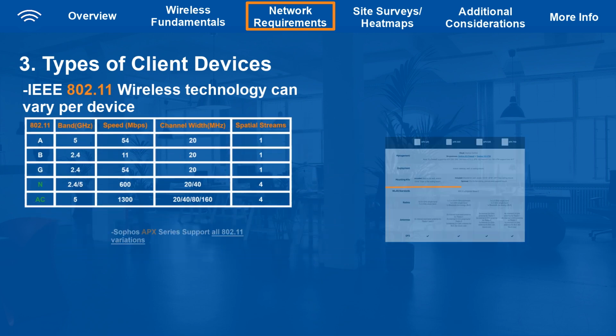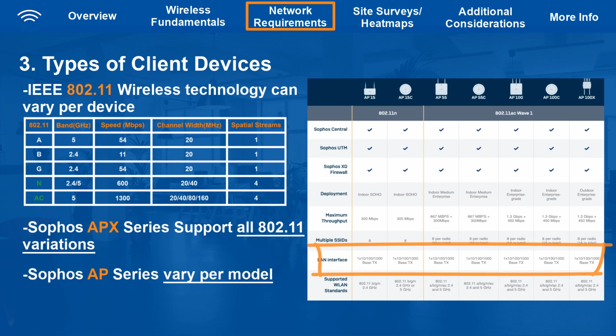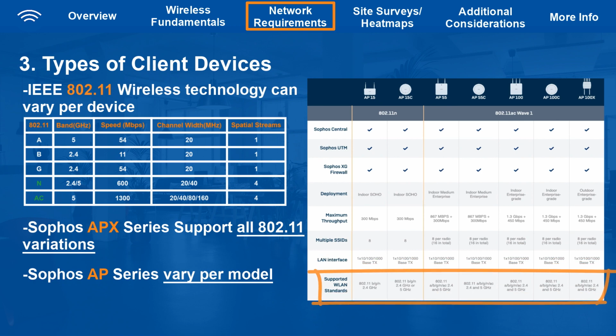The newer Sophos APX series access points support all the 802.11 standards we just spoke about. However, the older AP series vary per model. So make sure you know what standards your access points support.